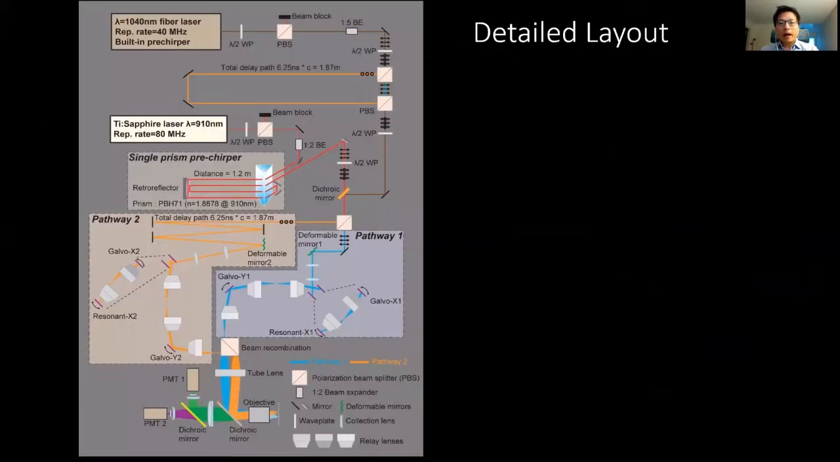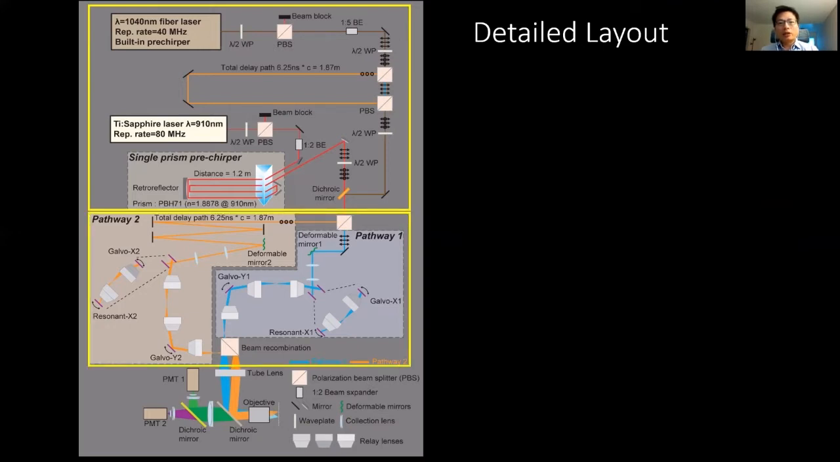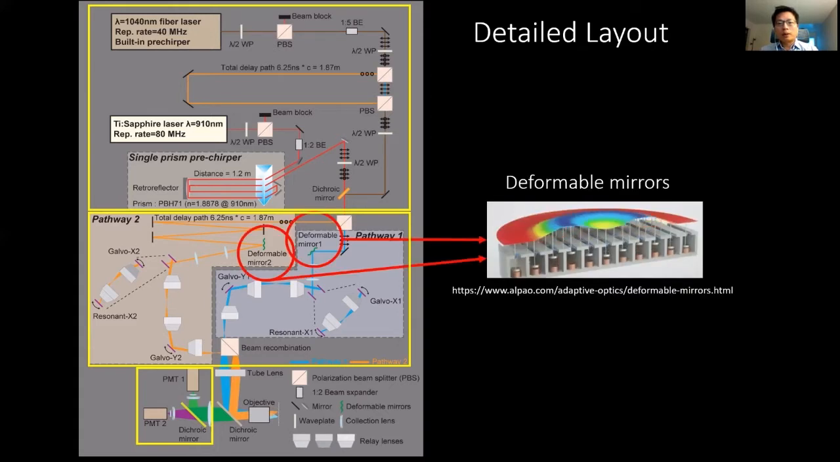Here is the detailed layout of the Diesel2P system. It shows the arrangement of the two pulse lasers and their delay line, the two sets of scan engines merged with the polarization beam splitter, and also the two photomultiplier tubes corresponding to each light source. I also would like to highlight that the Diesel2P system is equipped with two deformable mirrors in the two sets of scan engines.